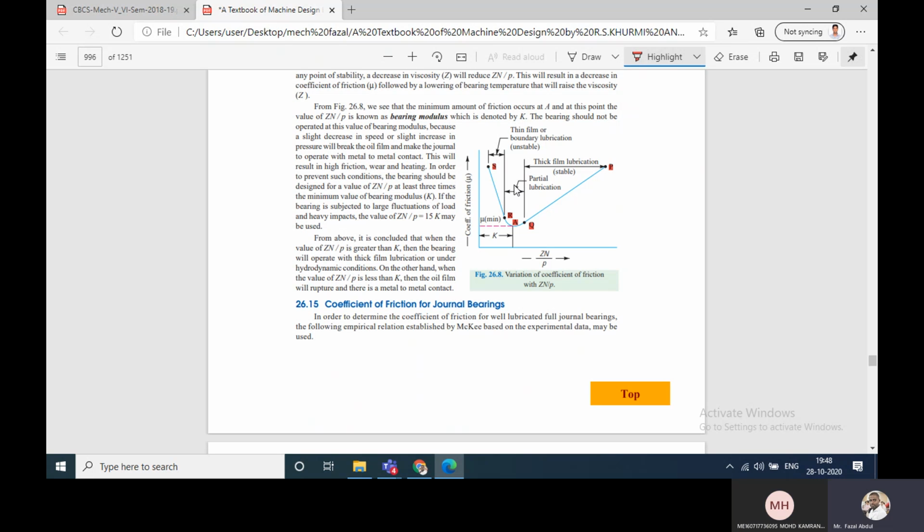Again at that time, what happens? Because of metal to metal contact, power loss is going to start, and the shaft is going to rotate slowly. Because of slow rotation, what happens? Again, the heat is going to dissipate outside. It means the temperature in the lubricating oil is decreased.